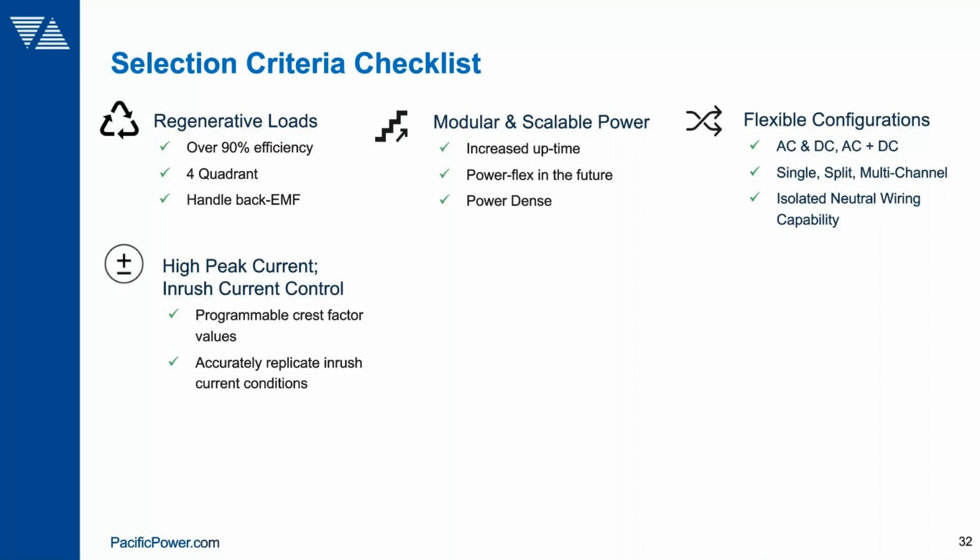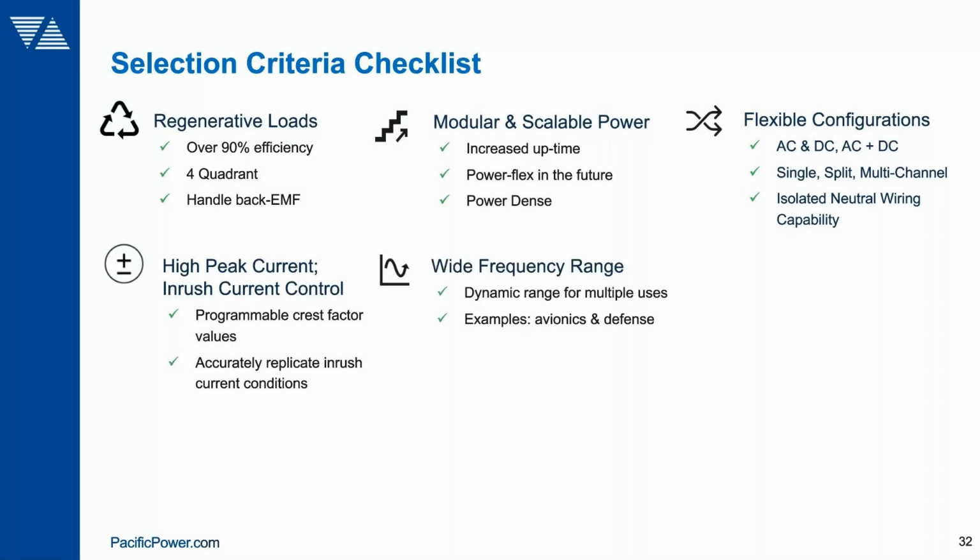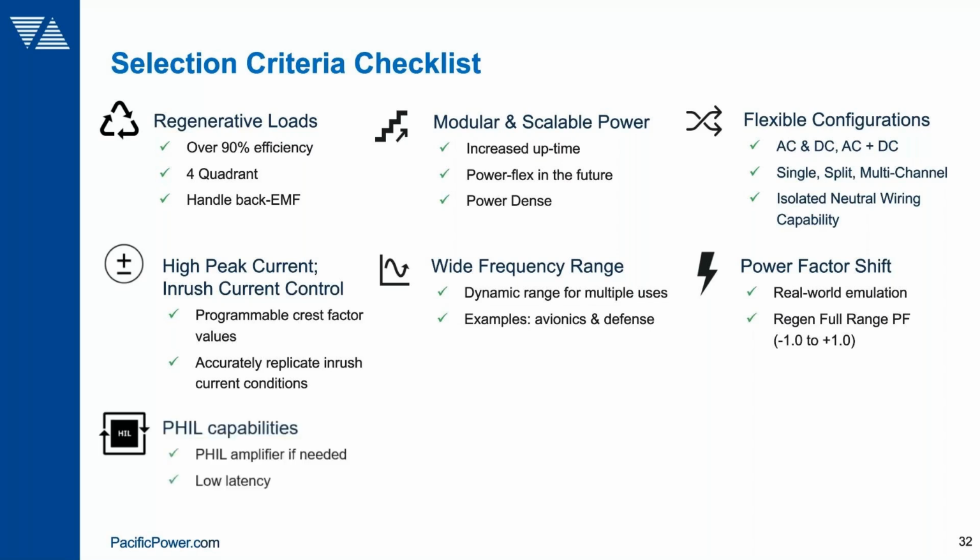Wide frequency range: do you need 50, 60 hertz plus or minus 3 hertz, or do you need higher frequency as well for avionics and defense applications? That may determine the kind of load you need. Can you do power factor shifting? Can you go full plus or minus 1 on the power factor? Can you simulate the entire range? Generally, that requires regeneration capability. And then finally, does it have the ability to work with hardware in the loop systems as either an amplifier or a load, depending on your simulation needs?